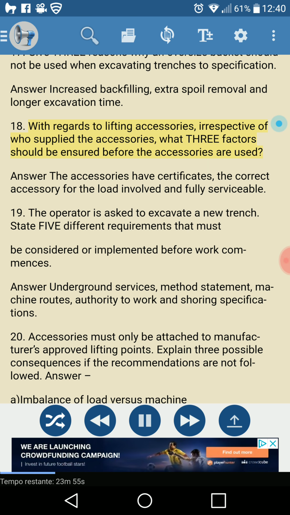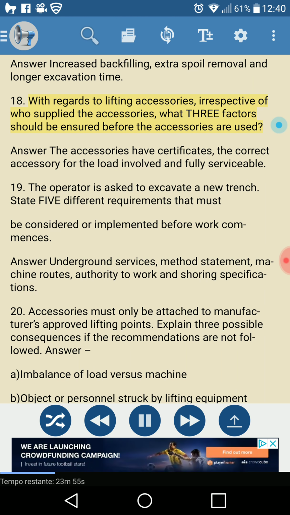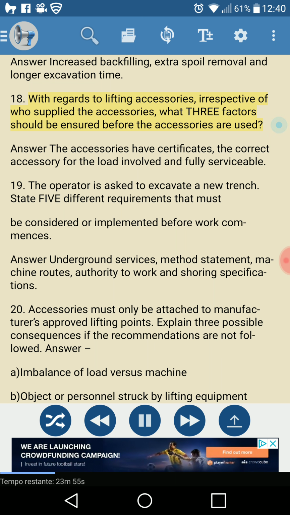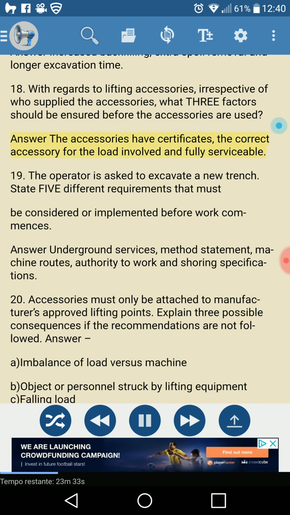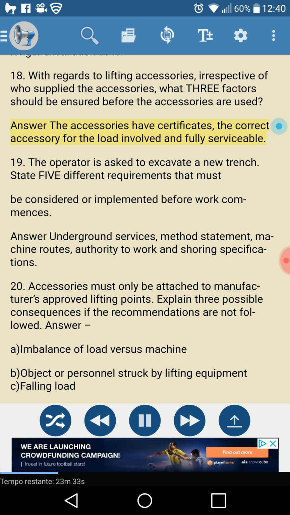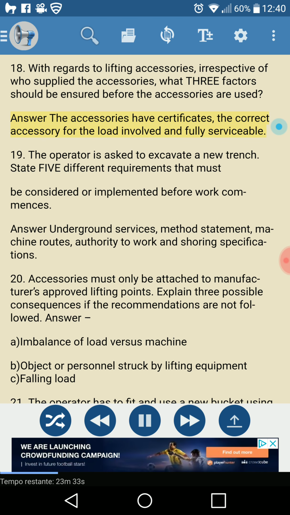18. With regards to lifting accessories, irrespective of who supplied the accessories, what 3 factors should be ensured before the accessories are used? Answer: the accessories have certificates, the correct accessory for the load involved and fully serviceable.